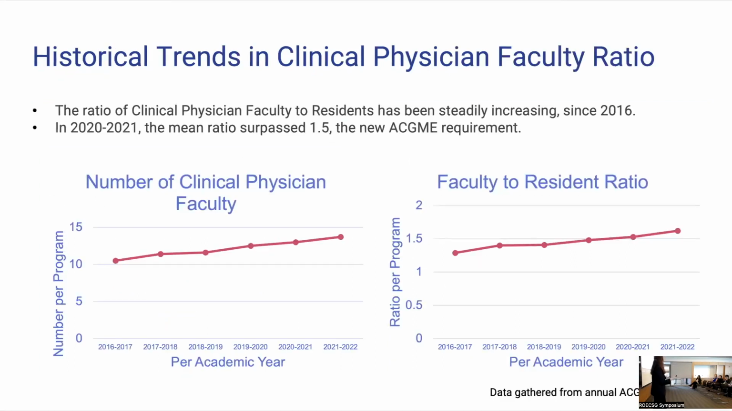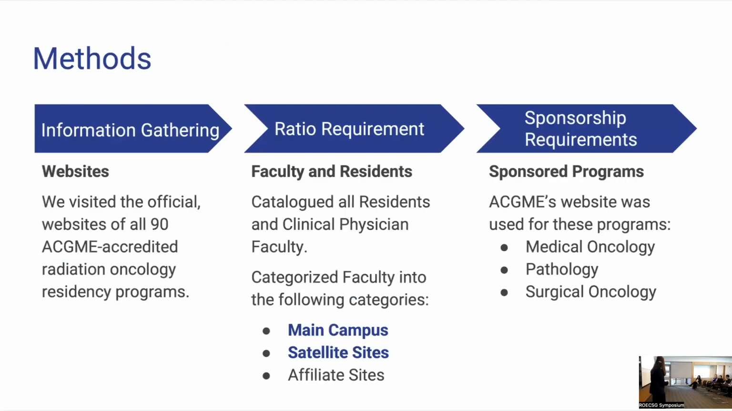Now, for some context for historical trends, we went back through the ACGME data books, and we found the mean number of clinical physician faculty on the graph on the right. You can see that the mean number per program has been increasing since 2016-2017. And on the left, you can see that the faculty to resident ratios, the mean has also been increasing. And in 2020 to 2021, it surpassed the new requirement, which is the 1.5. So the mean has been increasing.